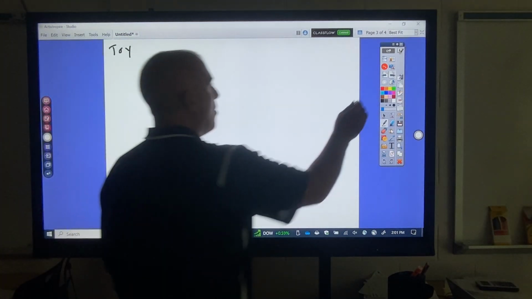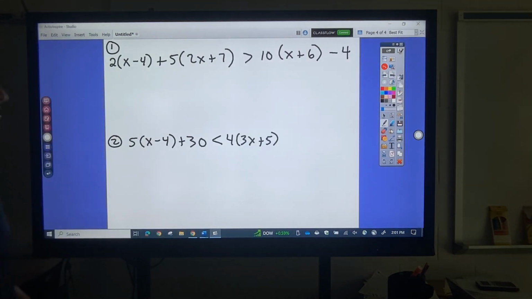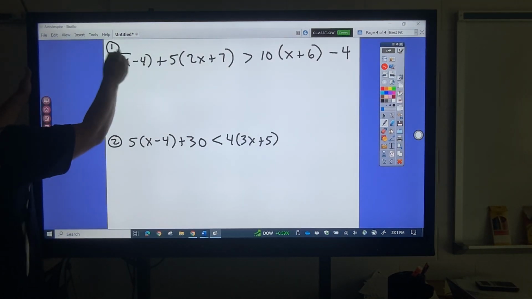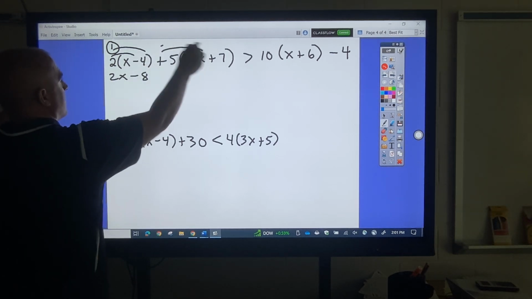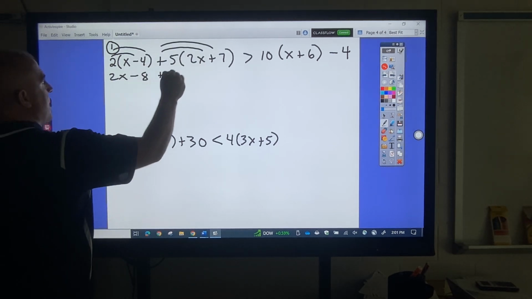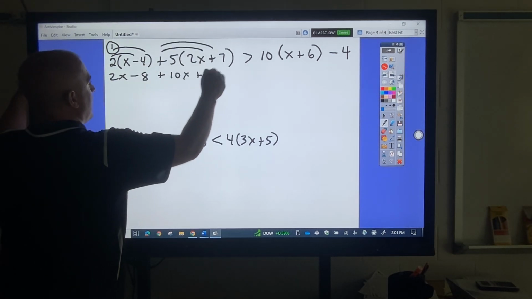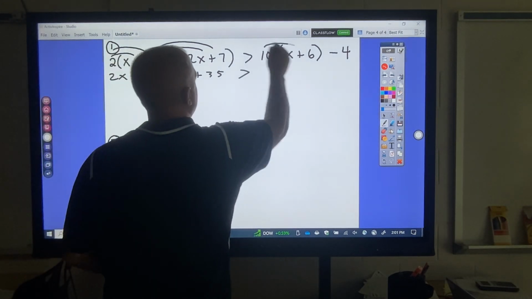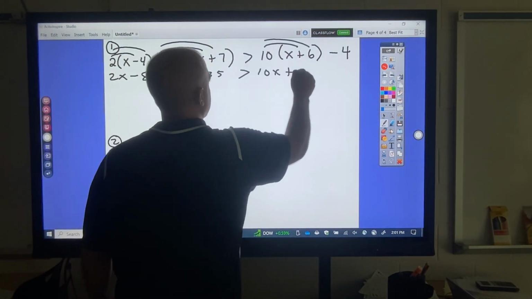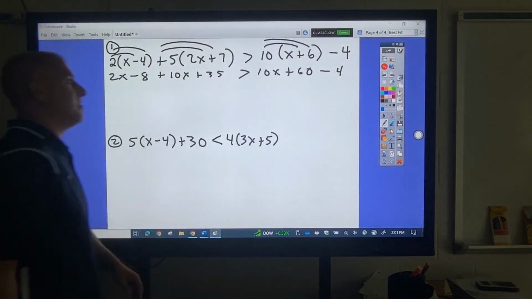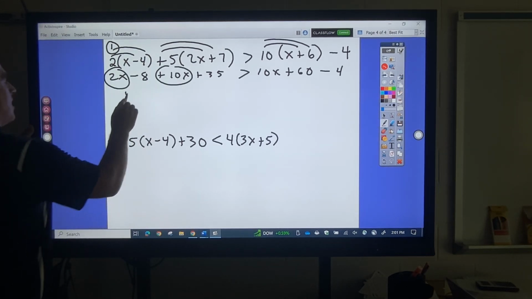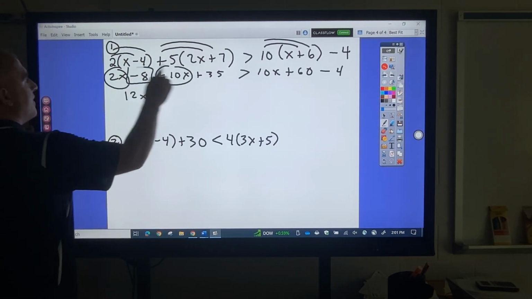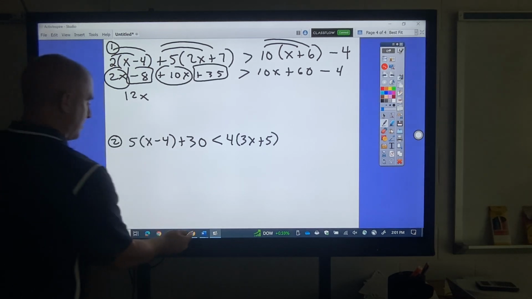I'm going to do 2 more now that are more challenging, okay? So I would distribute this. 2x times negative 4 is negative 8. I want to multiply that. That's 10x plus 35. I want to multiply that. 10x plus 60. And I still have this minus 4 out here. So I want to combine my like terms. That's going to be 12. Negative 8 plus 35, okay?